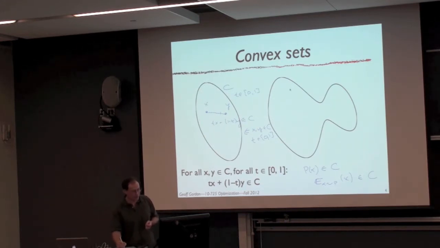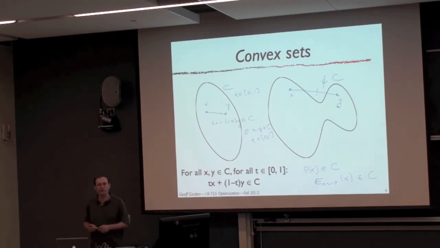By contrast, if I take a point x here and a point y here in this non-convex set and draw the line in between, that one is not in the set, and therefore this is not a convex set. All right? So any questions on the definition of convexity? All right.